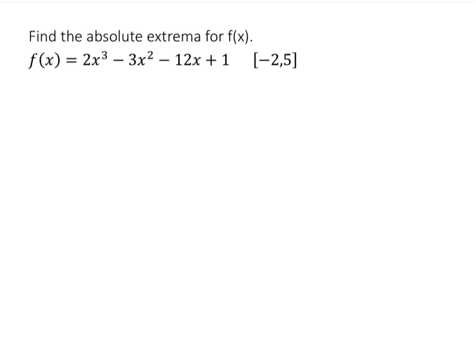Here we have a function defined on the closed interval from -2 to 5, and the function is a polynomial function. Notice that because polynomial functions are continuous over all real numbers, the function must be continuous on that closed interval. Hence, we could do the closed interval test, the candidate's test. We start that out by finding the first derivative, f prime of x, which is equal to 6x squared minus 6x minus 12, setting the first derivative equal to 0.